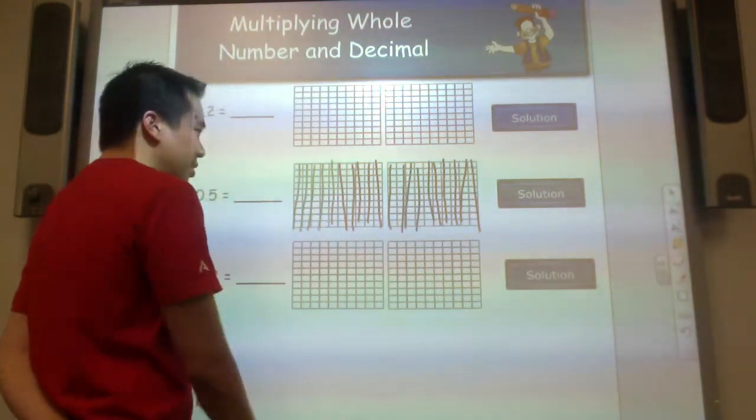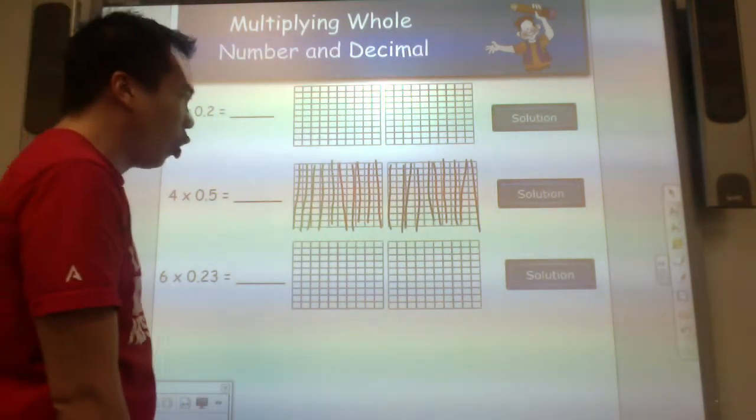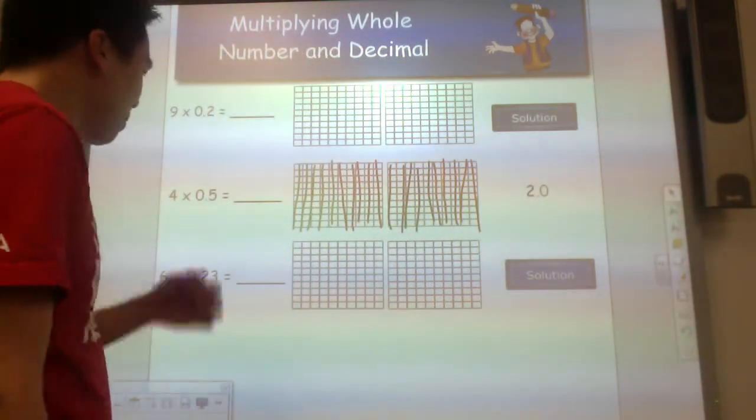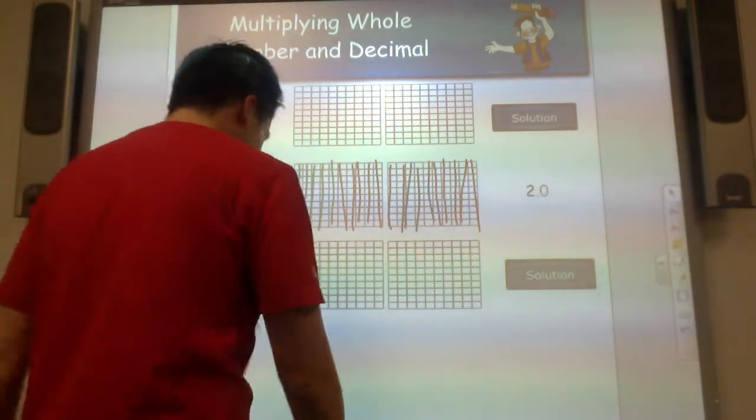Hold up. Is that the whole thing? Is that 2 whole? No, it couldn't be that easy. The answer is 2 whole. But how can you do it without modeling?